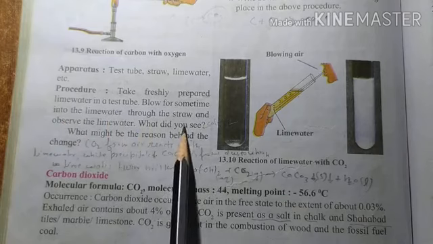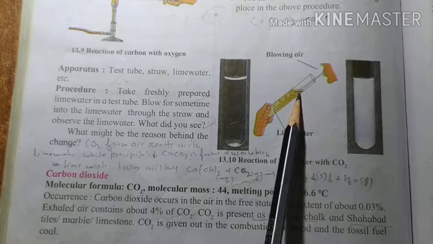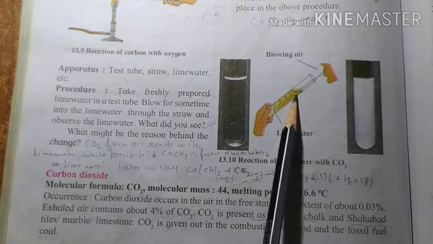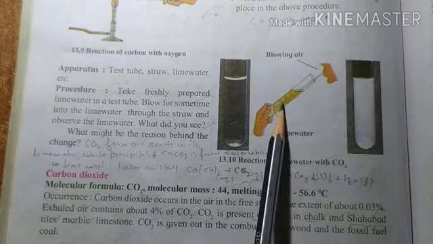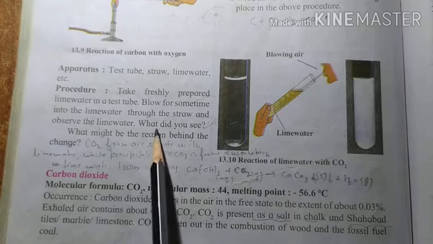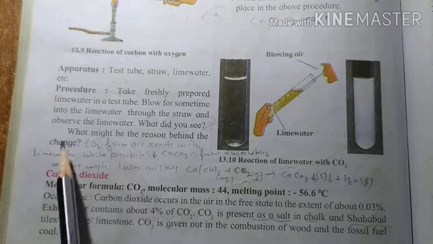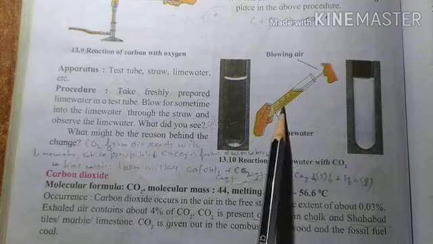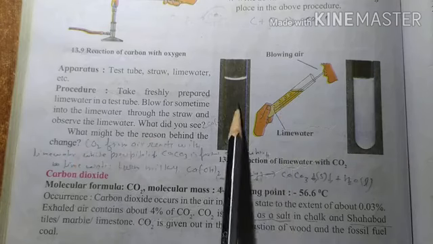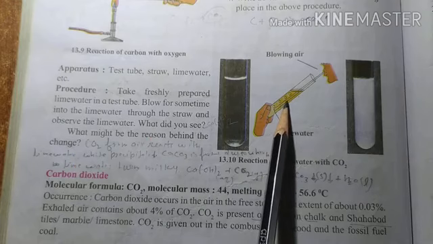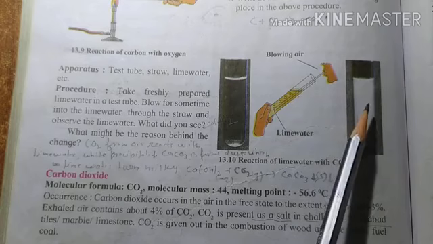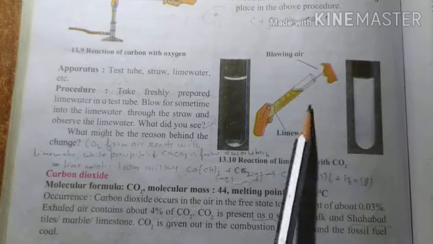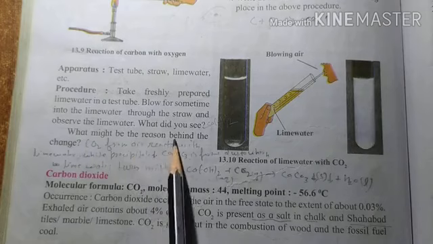What did you see? If you blow air from your mouth, then the lime water will become milky. What did you see? You will observe that initially the lime water was colorless, but after blowing air from your mouth, it becomes milky due to the formation of calcium carbonate. What might be the reason behind this change?